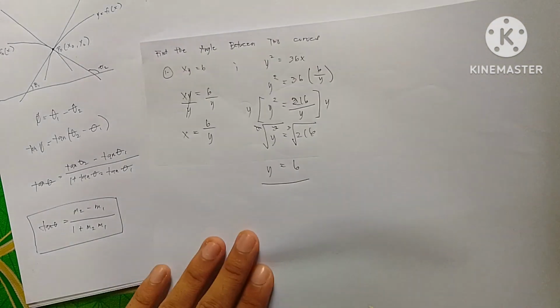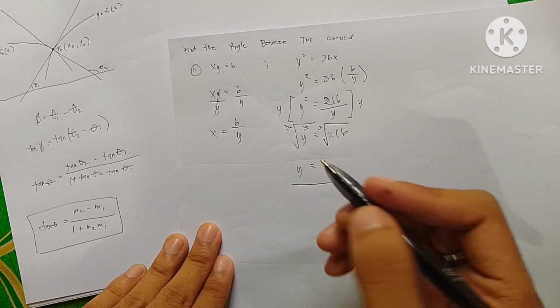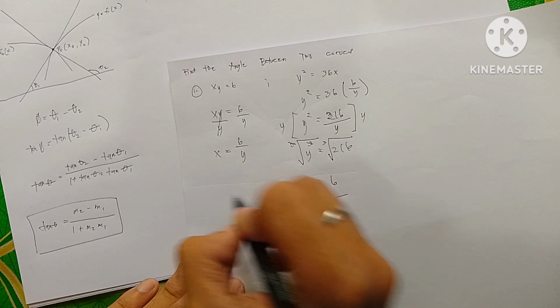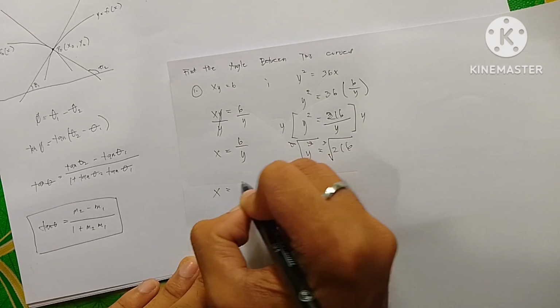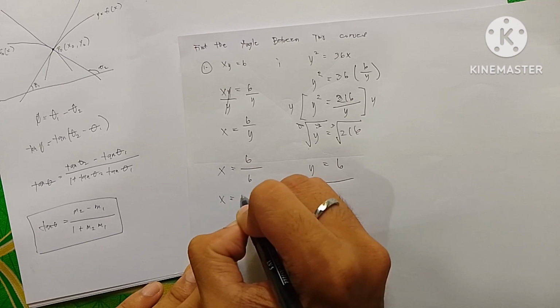And to get x, we will substitute y into the equation. So x equals 6 over 6. We get x equals 1. So next, we will get the derivative of the two equations.